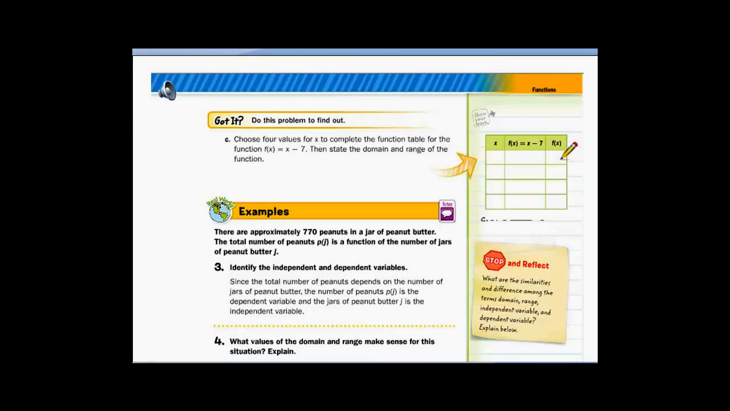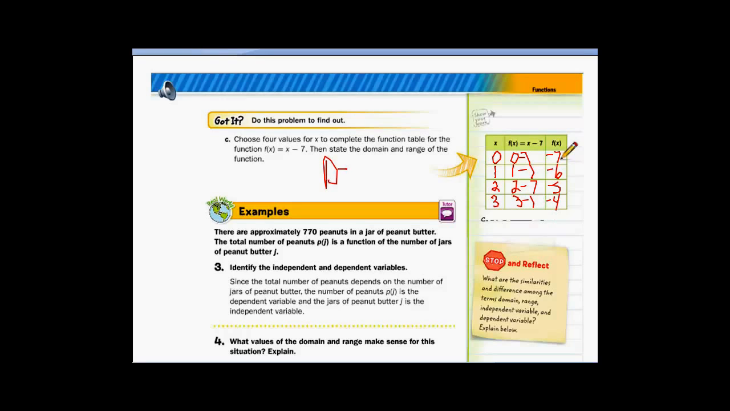It says you could choose 4 values. So if it were me, I would pick something easy. My favorites, 0, 1, 2, why not pick a 3? All right, so 0 minus 7, -7. 1 minus 7, -6. 2 minus 7, yep, 2 minus 7 is -5. 3 minus 7, -4.